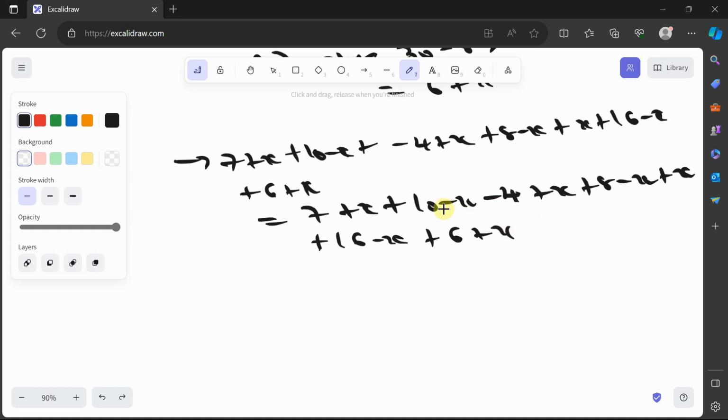So the minus x will cancel out this plus x, minus x will cancel out this plus x, minus x will cancel out this plus x. So we are left with 7 plus 10 minus 4 plus 8 plus 16 plus 6. By the time you add all of these, this will give you 43. So this is 43 plus x.